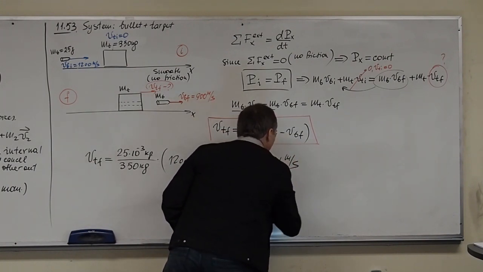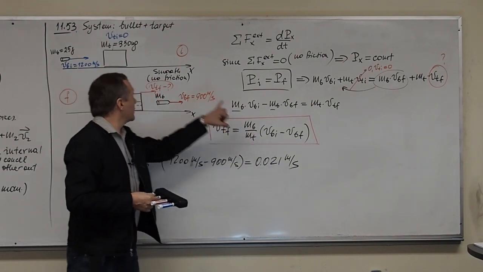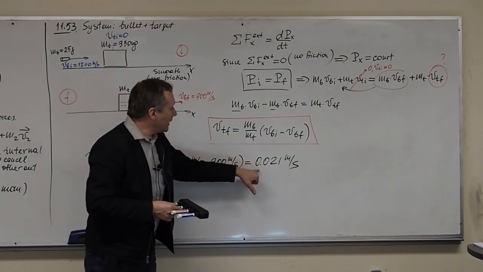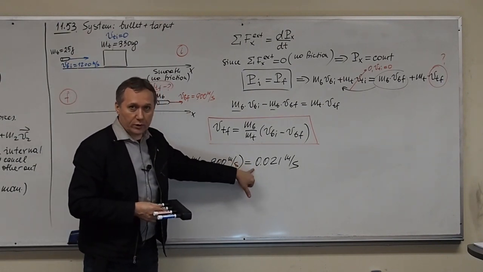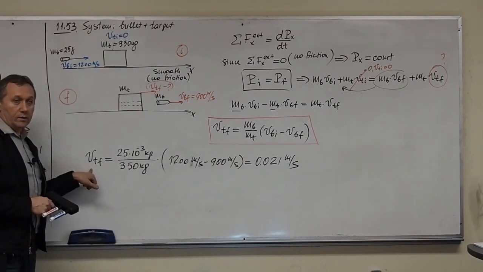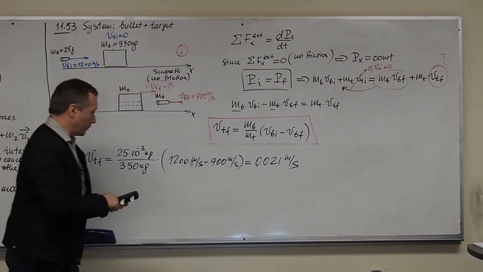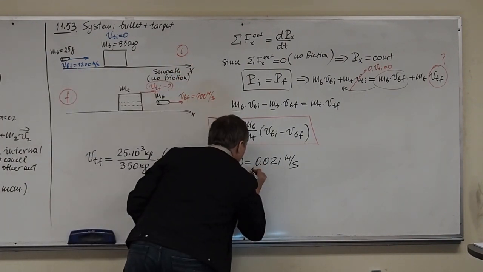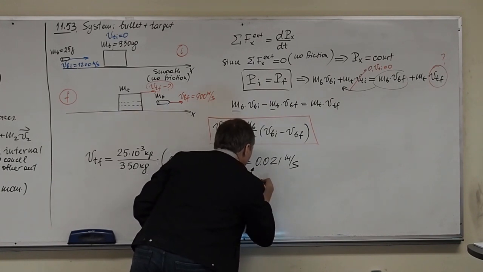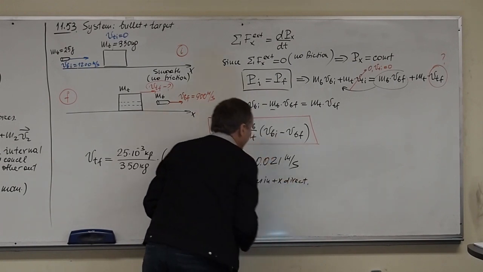0.021 meters per second. So, first of all, of course it's small, because this target is very heavy. And this velocity is positive. Positive velocity means that our target is sliding in the positive x direction. So positive, maybe I will write it: it slides in the plus x direction, positive.